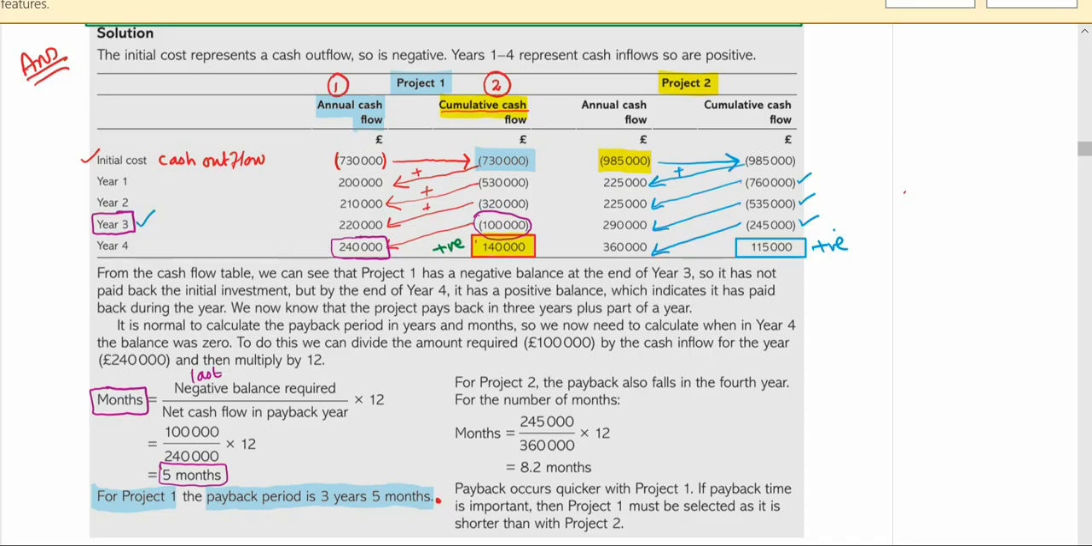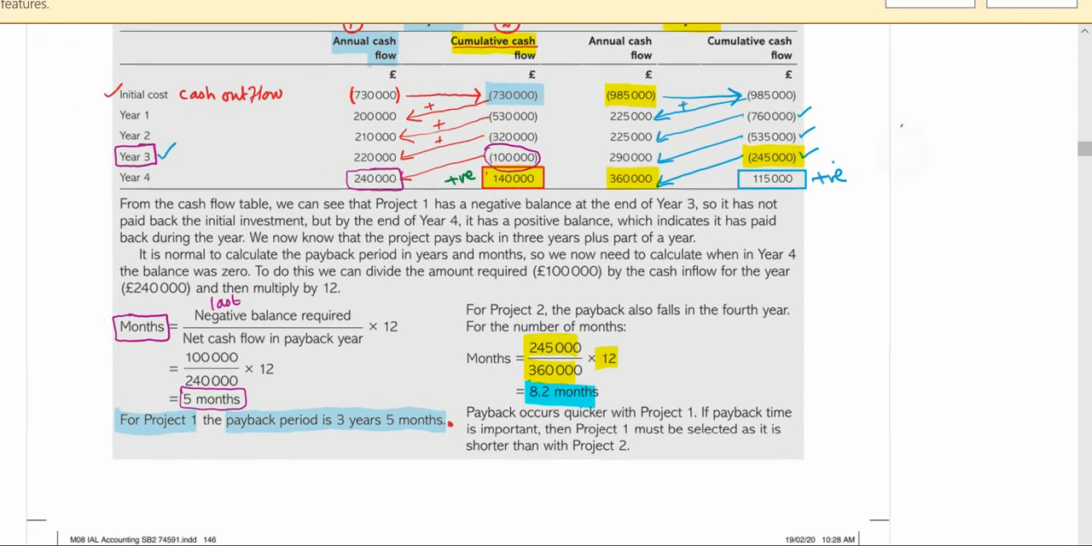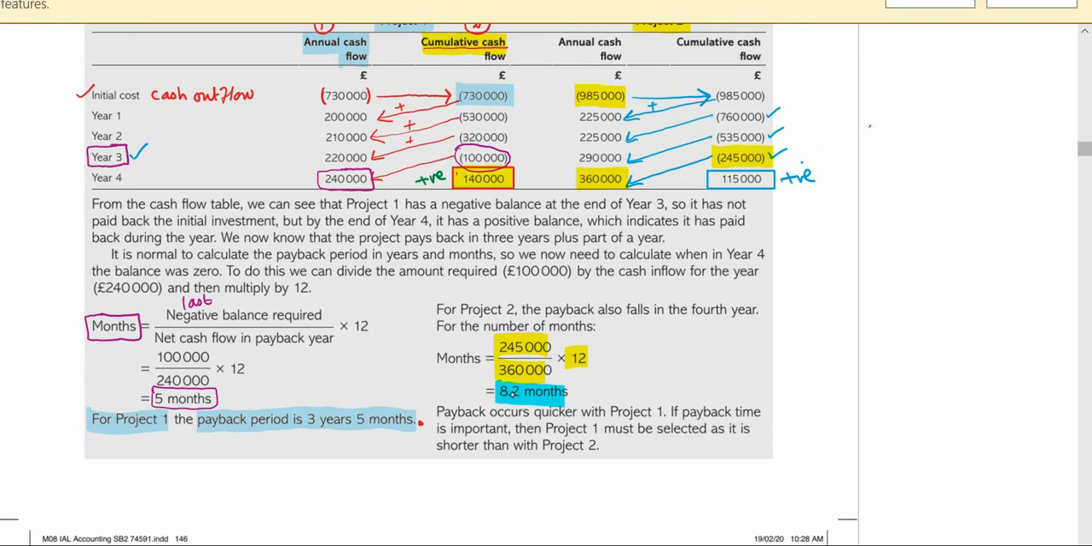And now the calculation of months. So what to do? The last negative divided by the next cash flow. So 245 divided by 360 times 12. So the answer will be 8.2 months. It means the project 2 payback period will be 3 years and 8.2 months.